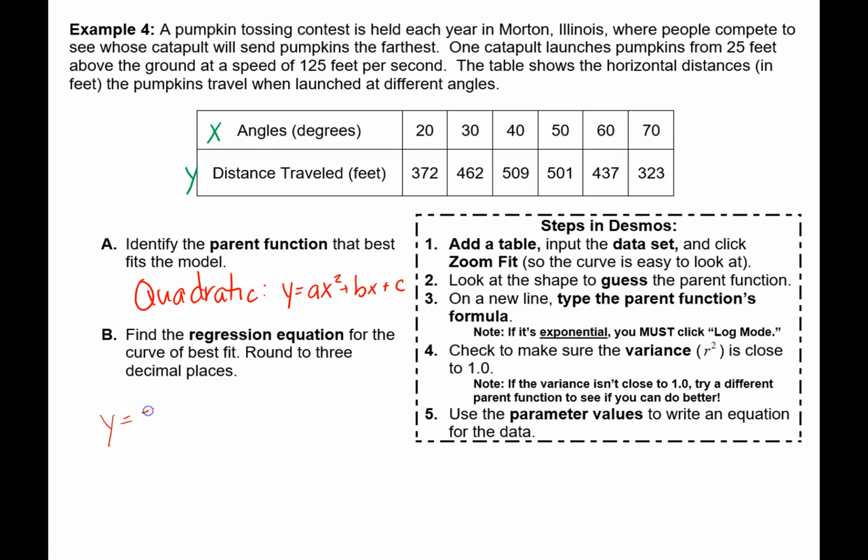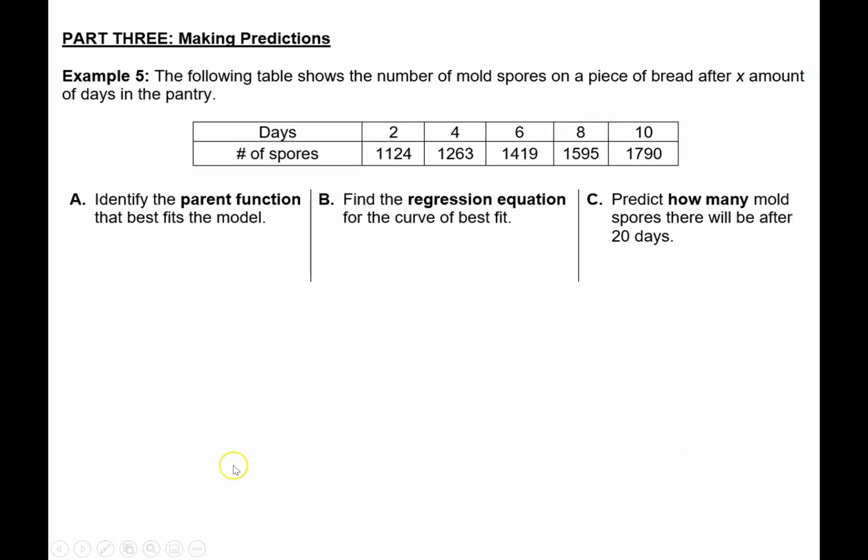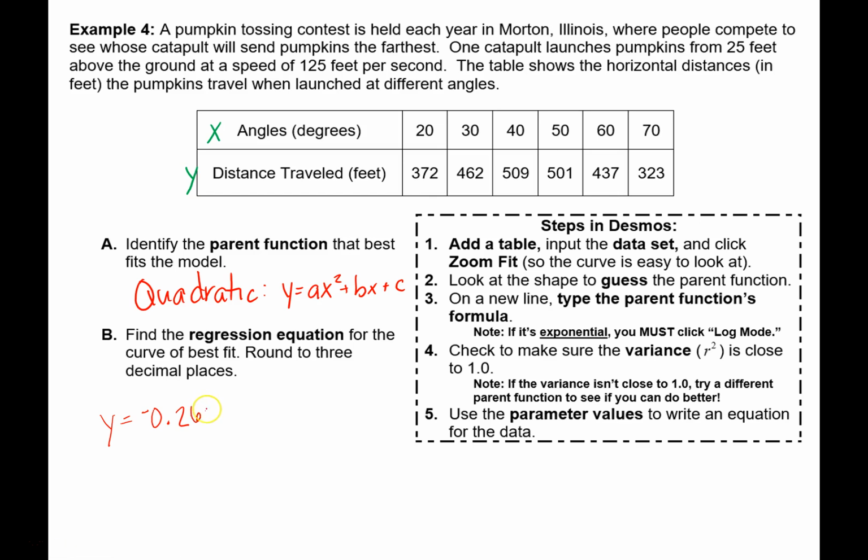Desmos said negative 0.261 x squared. That was the A value. The B value was 22.591 x, and then the C value was 23.029. So that's A, B, and C all plugged into the standard form version of a quadratic equation. So that's my regression equation.